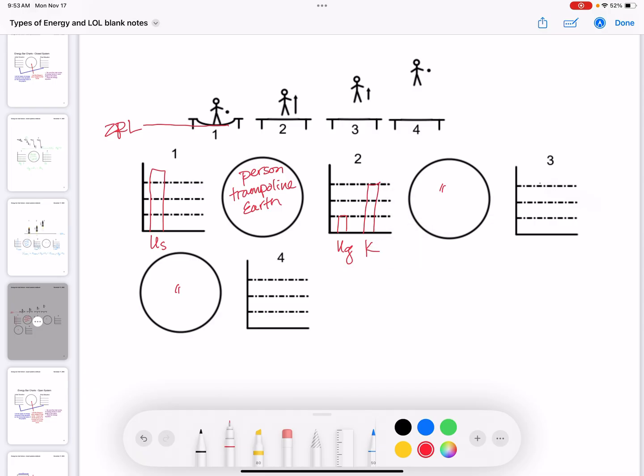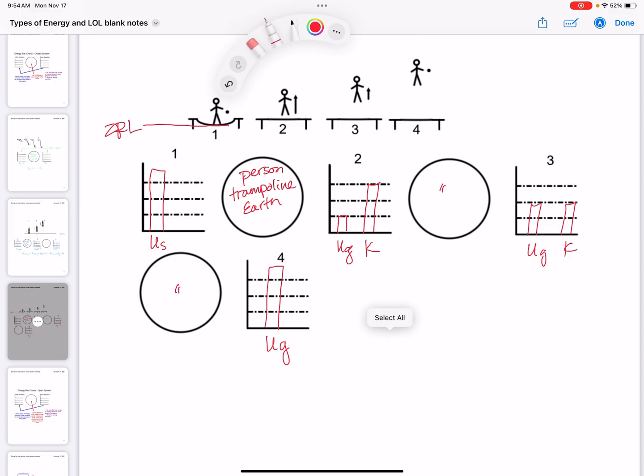And then at position 3, now we're slowing down quite a bit. We've got a bit higher, so I might give them 2 gravitational and 2 kinetic. And then at situation 4, now they're stopped to turn around, denoted by that dot there. So we have all gravitational. So we can see as time goes on, my spring only existed in the beginning. So my gravitational, as the person's going up, is going up, and then my kinetic is going down as they slow down.